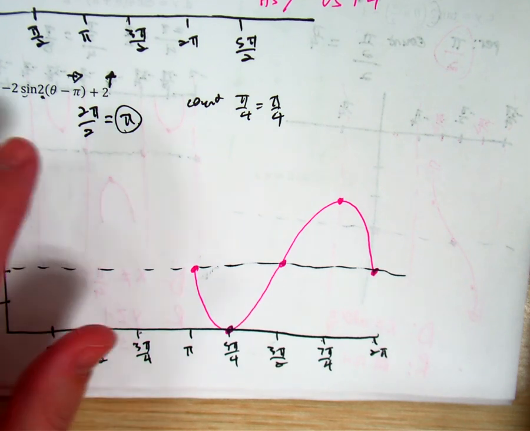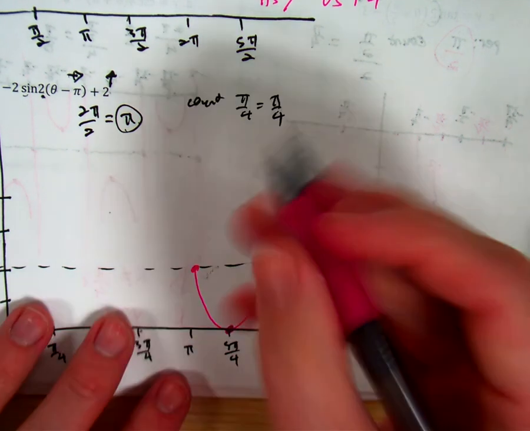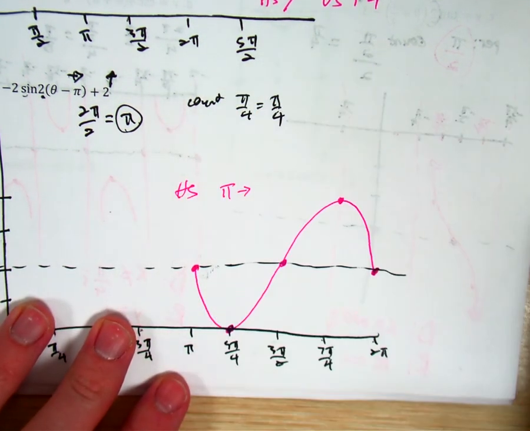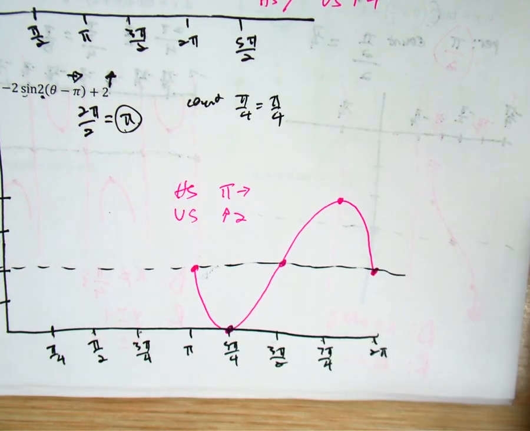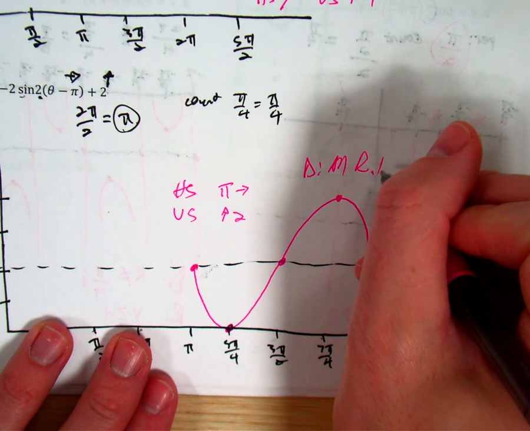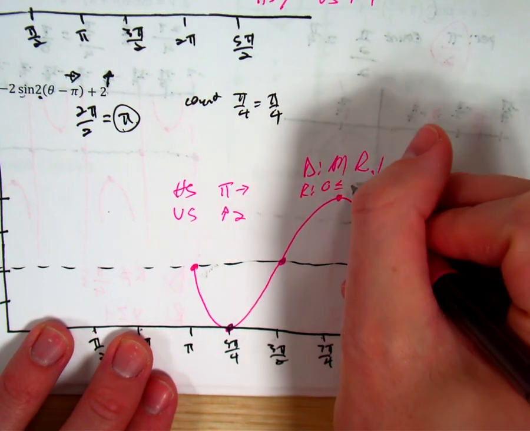So we have our period, amplitude 2. We have a phase shift or a horizontal shift of pi to the right. Our vertical shift was up 2. Okay, domain is all reals. No asymptotes on this one. And range, we're between 0 and 4.